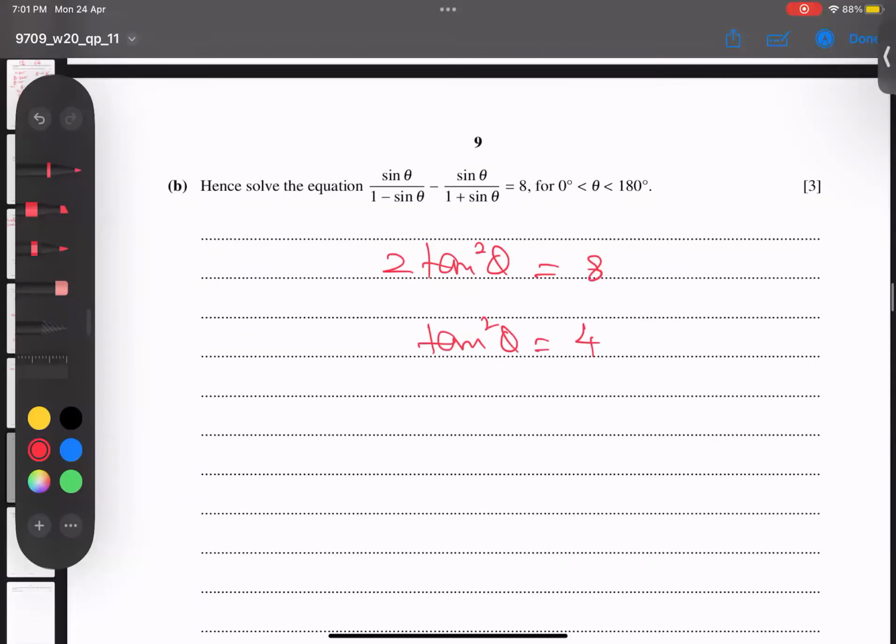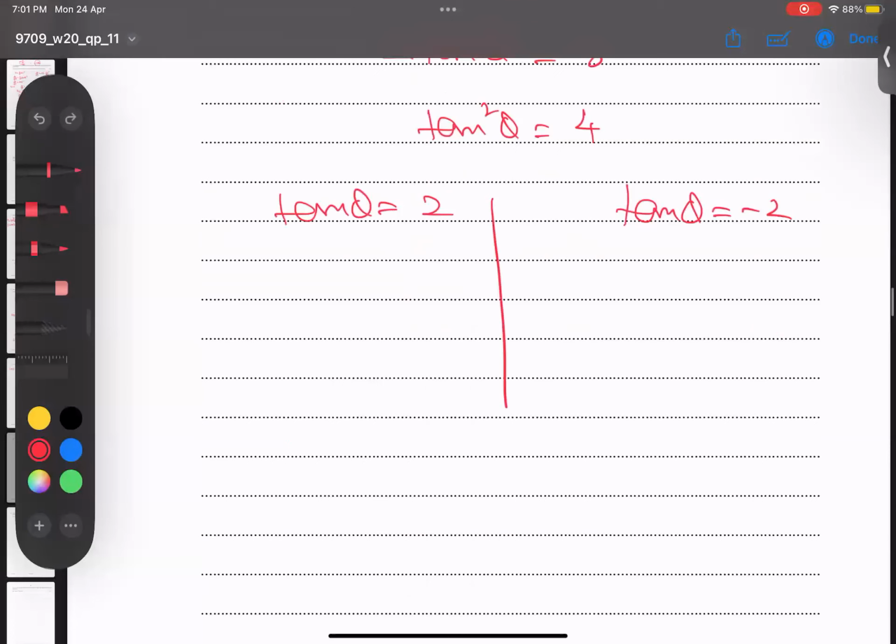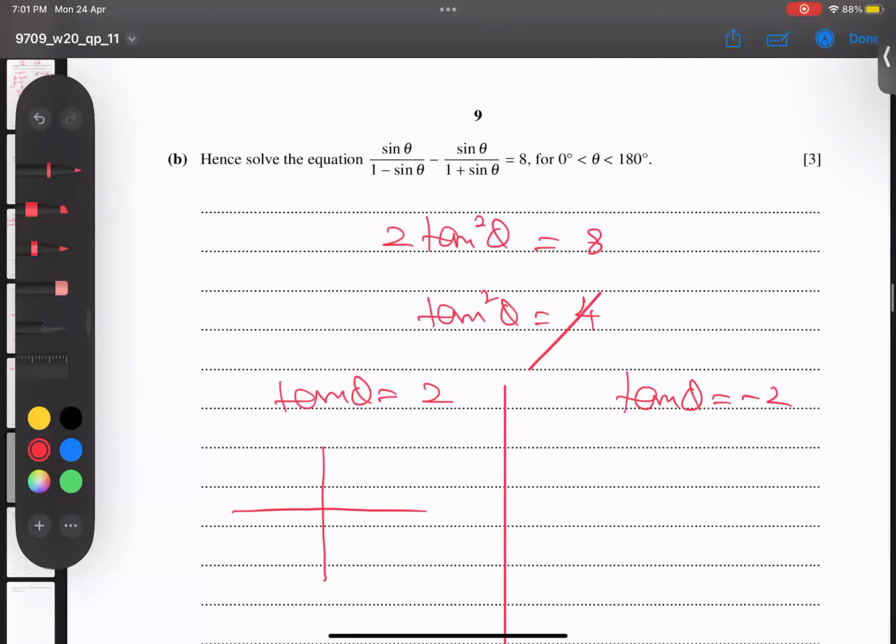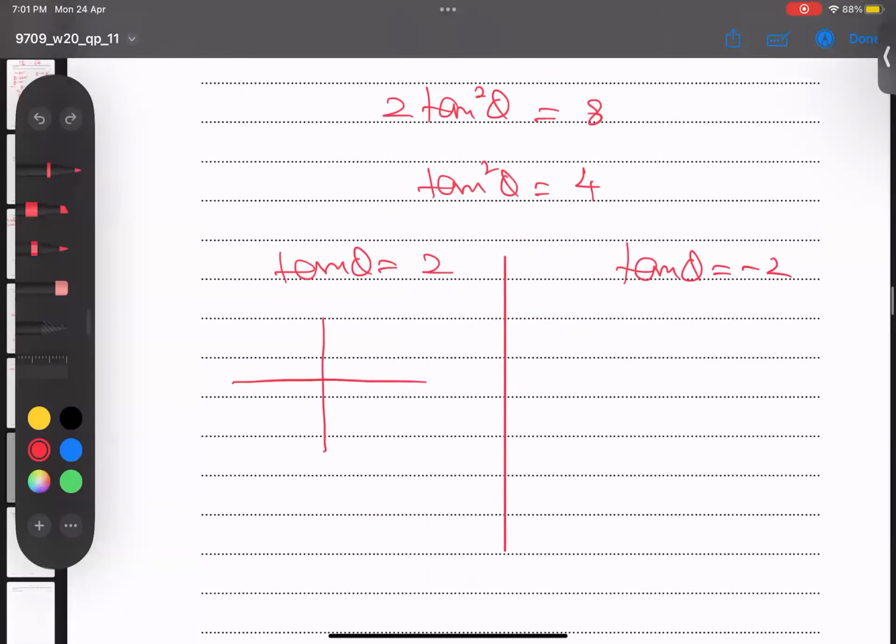Take the root of both sides. We get two answers: one time plus 2, sorry, plus 2, not 4, and one time minus 2, because of the root of both sides. And whenever I take a root, plus and minus is compulsory. Now I will take the positive, and all of you make sure here are the first two quadrants only, because the range is still 180. So tan is positive here and here, and tan is negative here and here. This negative one is out of range.